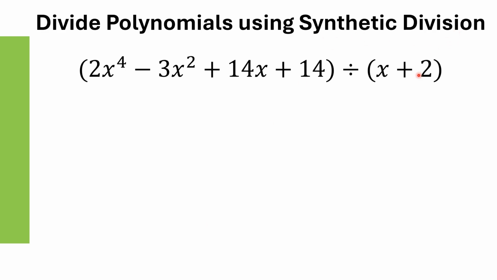Synthetic division is a shortcut for dividing polynomials when the divisor is in the linear form mx plus b. To determine the number c used in the division, we set our divisor x plus 2 equal to 0 and solve for x. So we're going to subtract 2 on both sides here. Therefore, x equals negative 2. And that's the value of c, which is placed in the backward L of synthetic division.